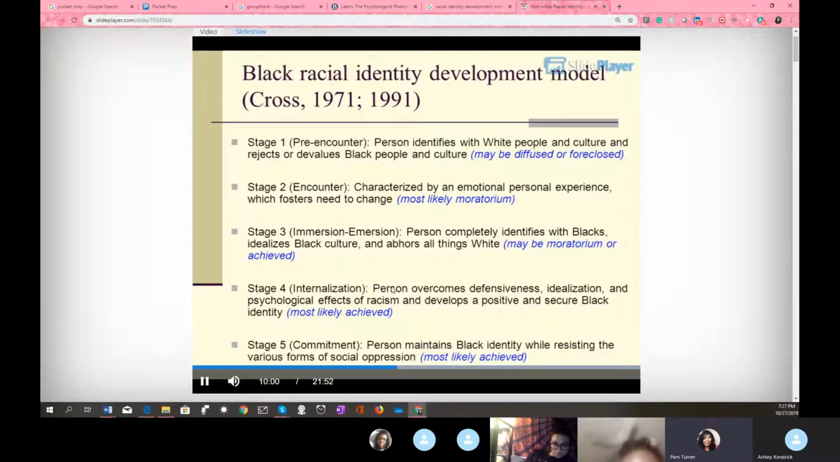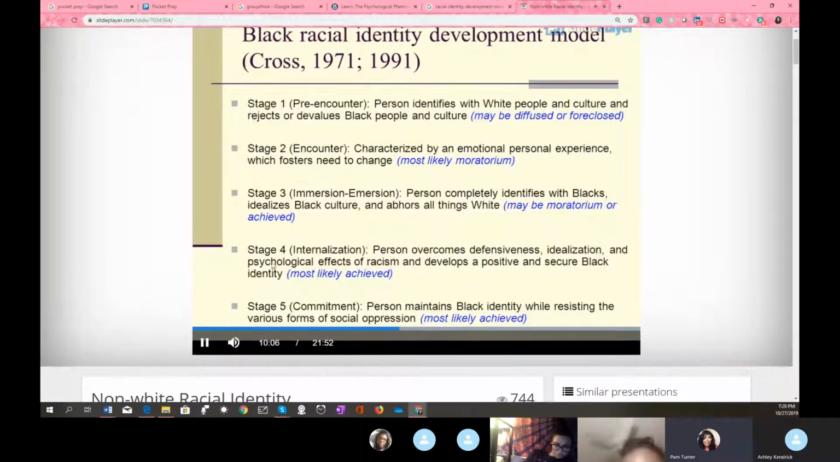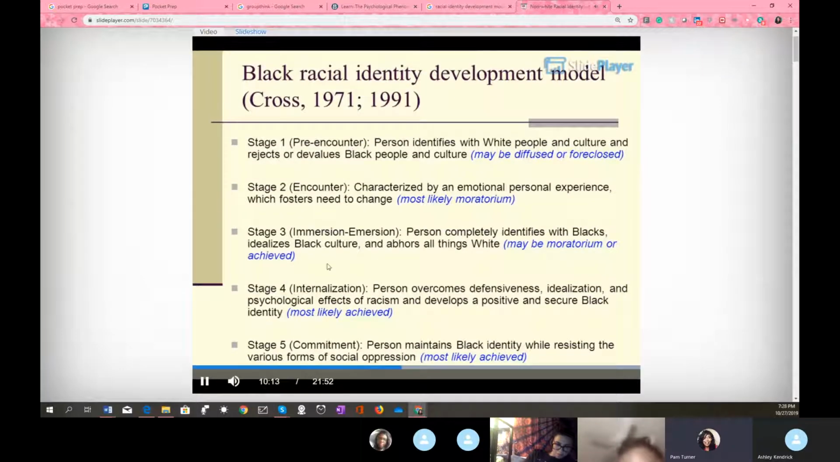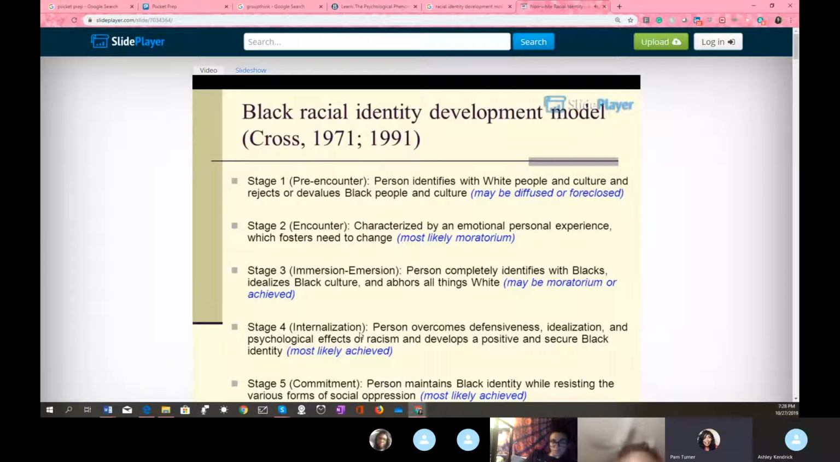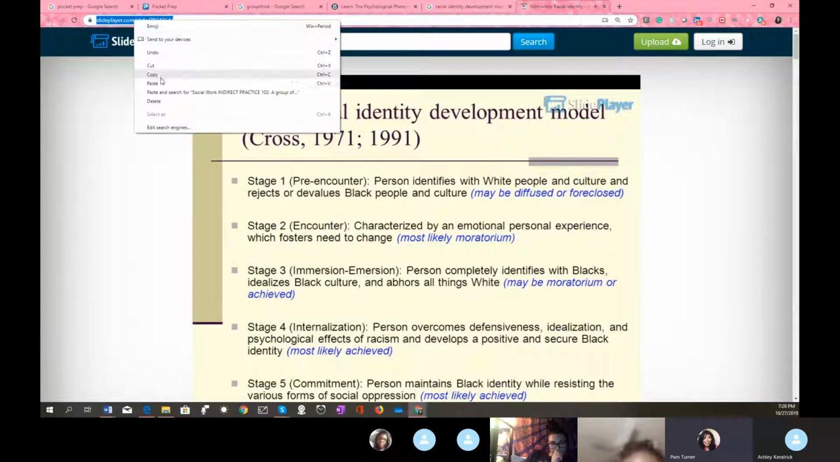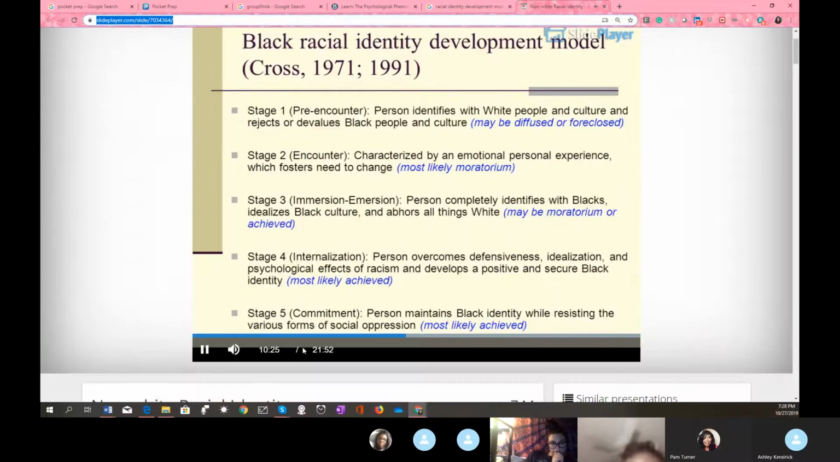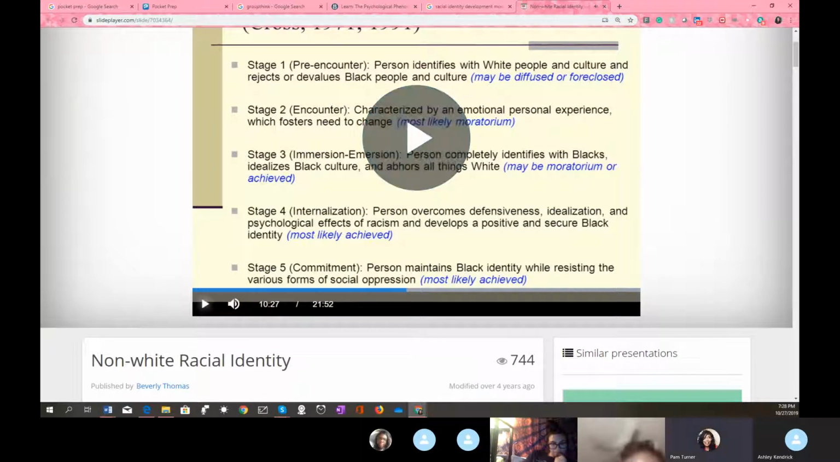The person begins to identify as Black. They embrace their Black culture and they don't like anything white. That is immersion. 4, you internalize. And then 5, your commitment to that. So those are the process. And emerge, most often when we see that word, you'll see that come from the racial identity. Immersion, emerge. Are you familiar with that process? I'll put that in the chat box.